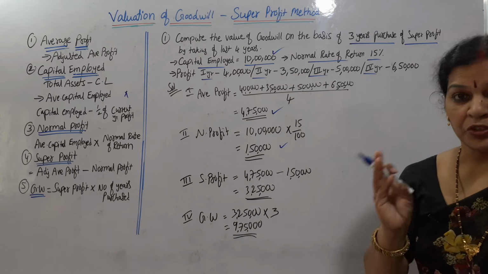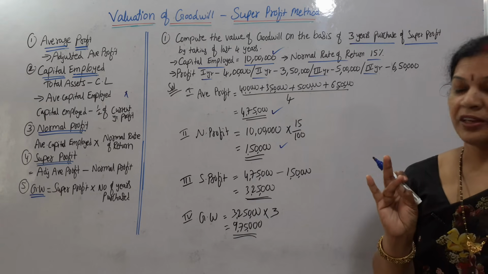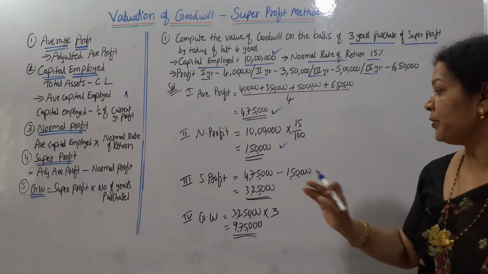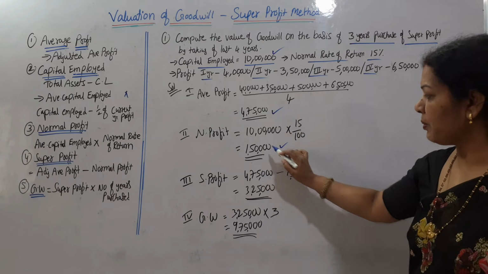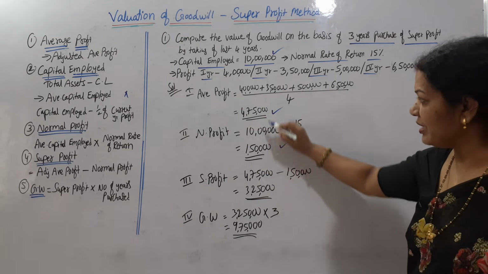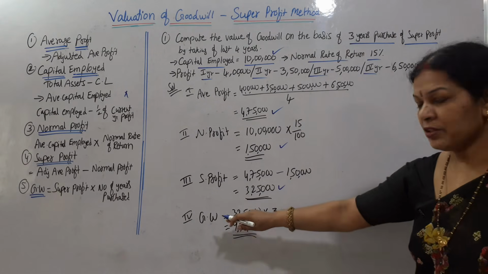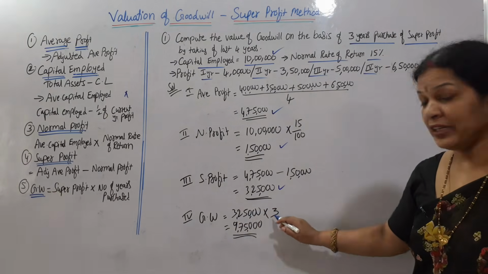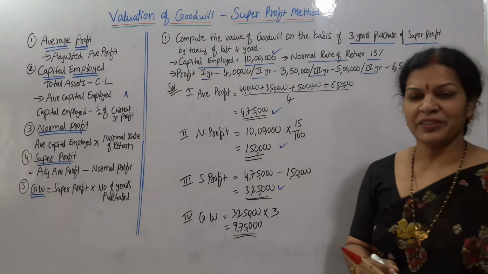Average profit is what you are expecting, and minus normal profit. So that, we call it as super profit. So average profit is 4,75,000. Normal profit is 1,50,000. The difference between these two is super profit. Then lastly, goodwill is equal to super profit into number of years purchased. That's it. Hope it is clear.